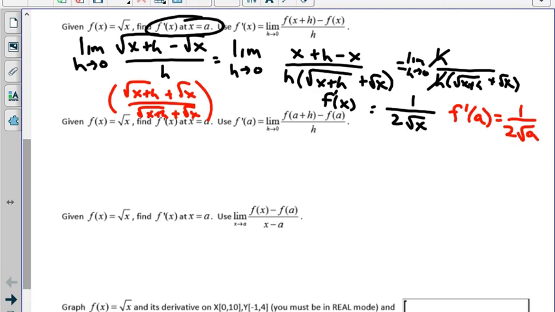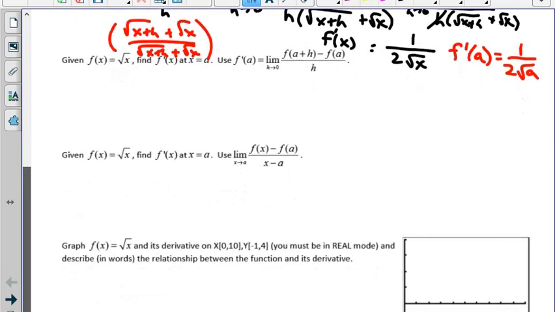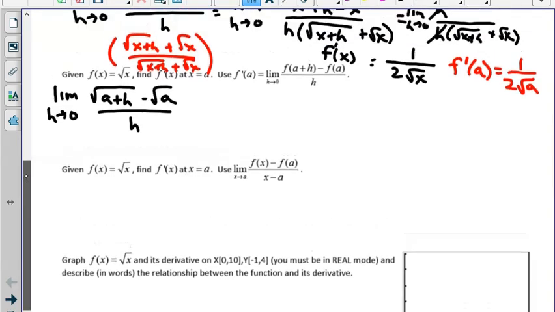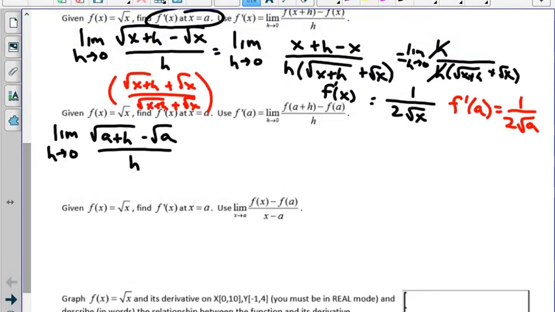Now let's see if that works in the other ways that we do the definition. So the limit as h approaches 0 of the square root of a plus h minus the square root of a all over h. I'm not going to spend the video time doing this, but you can clearly see that it will be identical to what we did in the previous problem, except x has been replaced by a everywhere. So what we're going to get when we're done is f prime of a equals 1 over 2 root a.